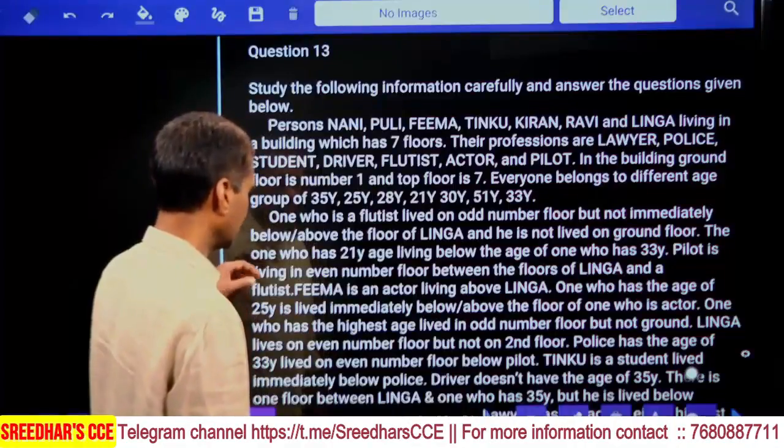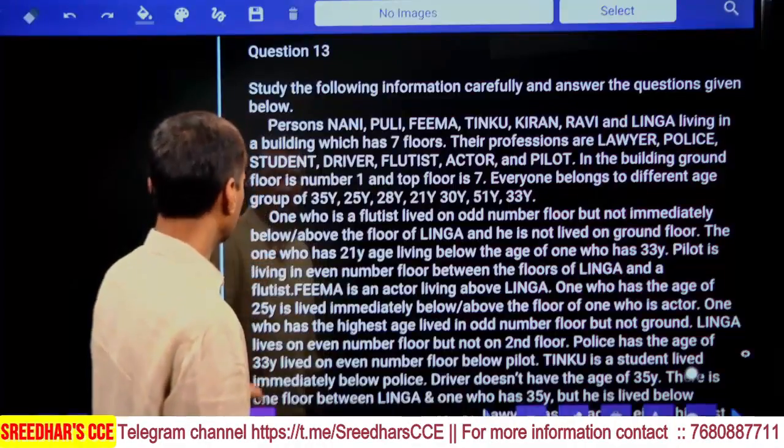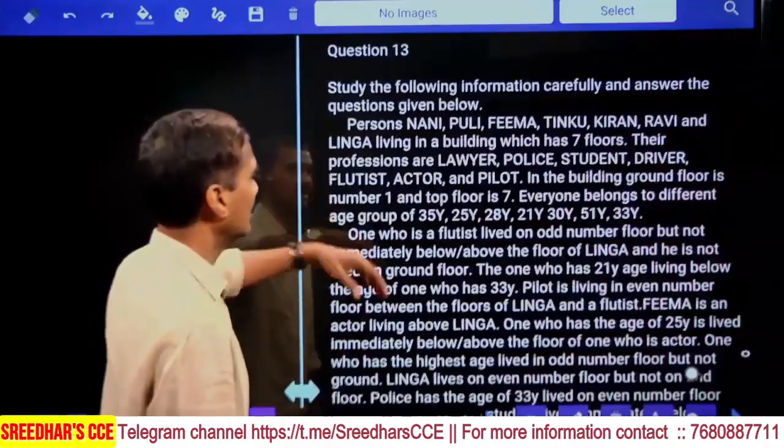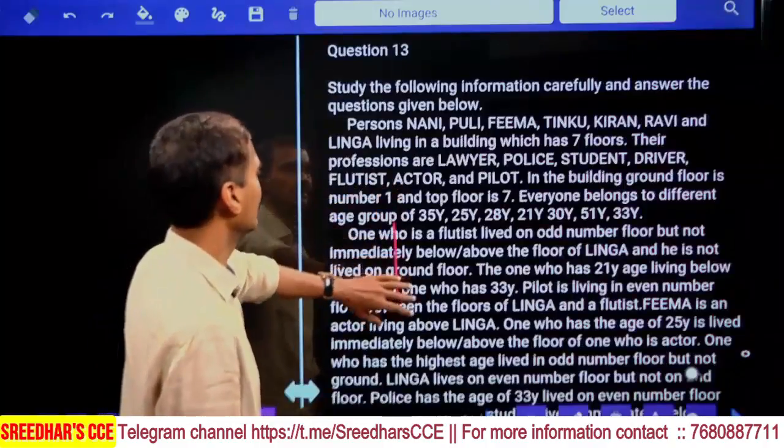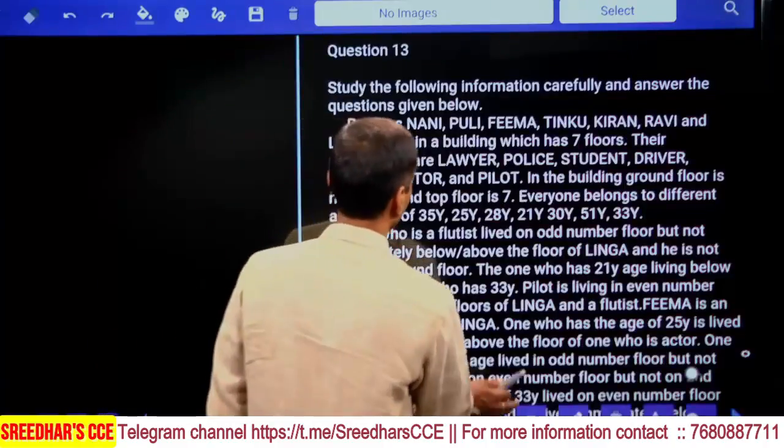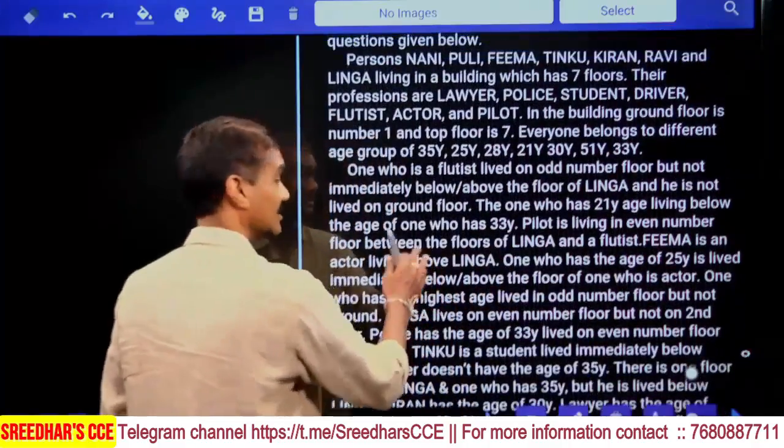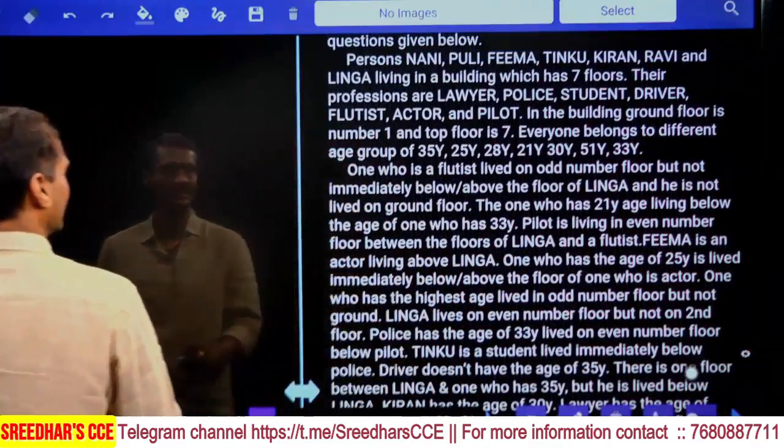It is based on a puzzle. 13 to 17 persons. What are the persons here? Nani, Puli, Fima, Tinku, Kiran, Ravi, Linga living in a building. Now if you observe here, the names again are starting with different letters. Hence let us write down the names.